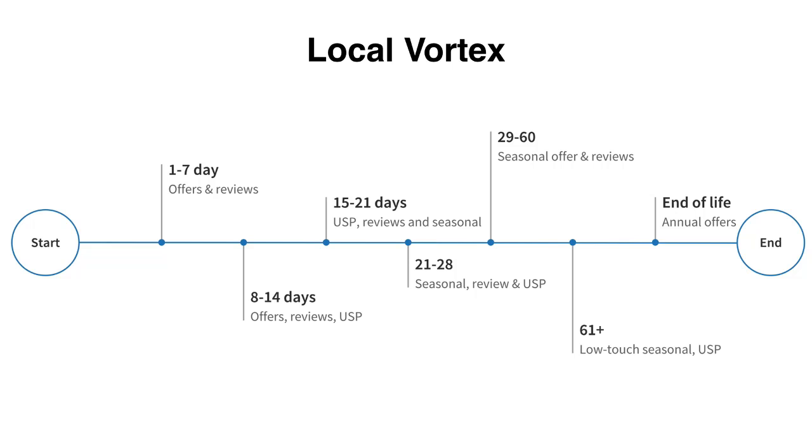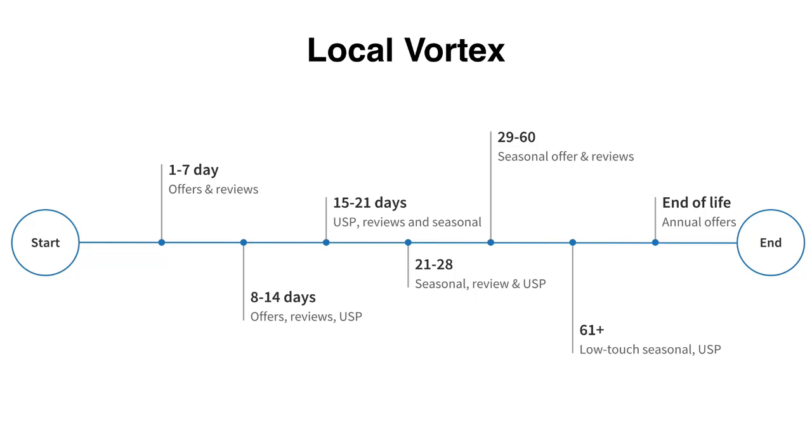So this is kind of what the Omni retargeting local vortex looks like in terms of a 500-foot view, if we really zoom out. A visitor lands on your website and they leave, right? That's the start button here on the left. So days 1 through 7, we're going to show lots of different ad types that are focusing on offers and reviews. Again, we have multiple creatives, multiple different sizes, and we control the frequency so that our customers don't get banner blindness, right? And every single time that they see an ad, it's a fresh, brand new experience, because it almost is.